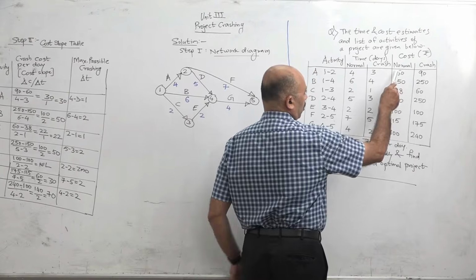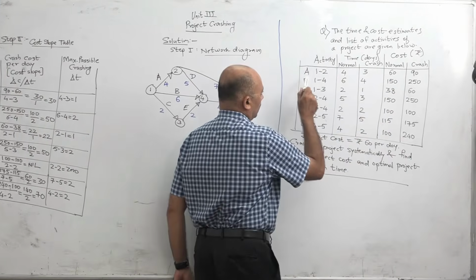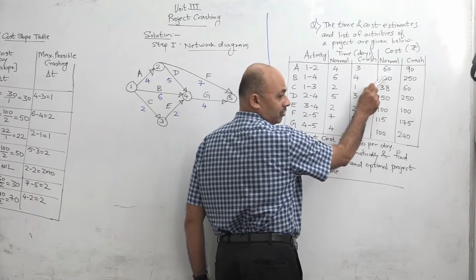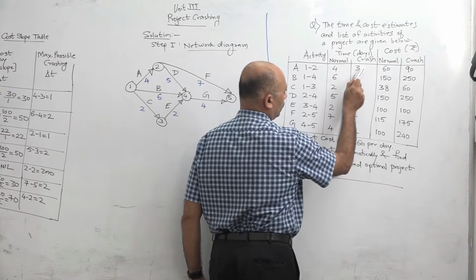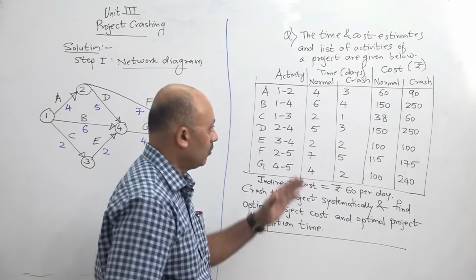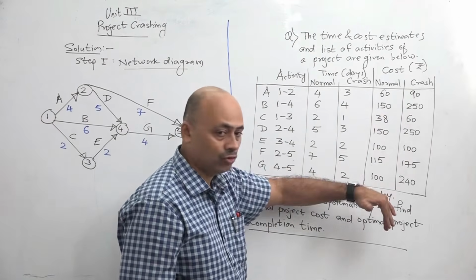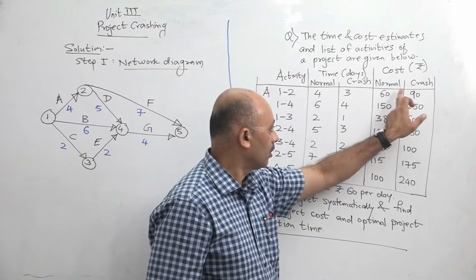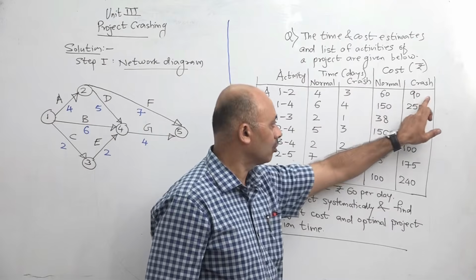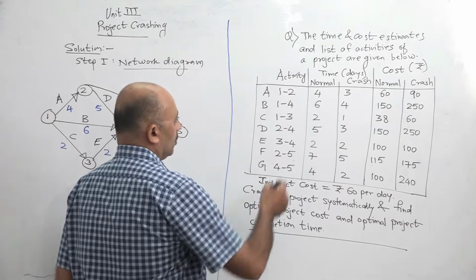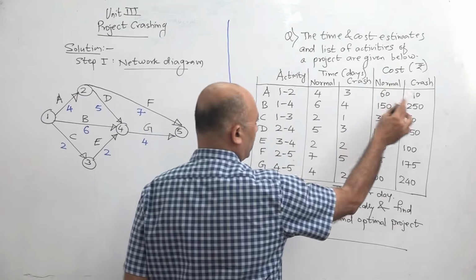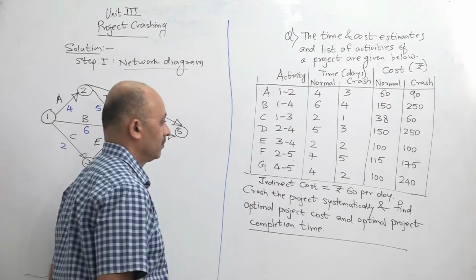This is the cost, normal cost and crash cost. It means for A, for the normal time of 4 days, its normal cost is 60 rupees. But if you want to reduce it to 3 days, its cost will become 90 rupees. We have seen earlier that when we crash the activity, direct cost will increase. So these are the direct costs, normal cost and crash cost. And if you are going to crash the activity, direct cost will increase. So normal and crash time is given for all activities. Normal and crash cost is given for all activities.